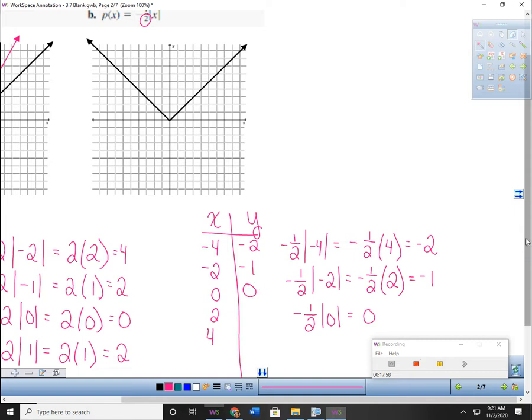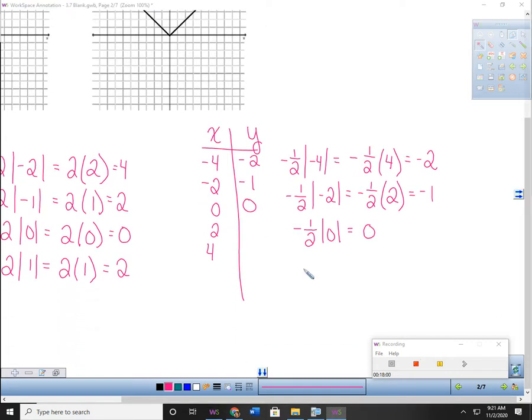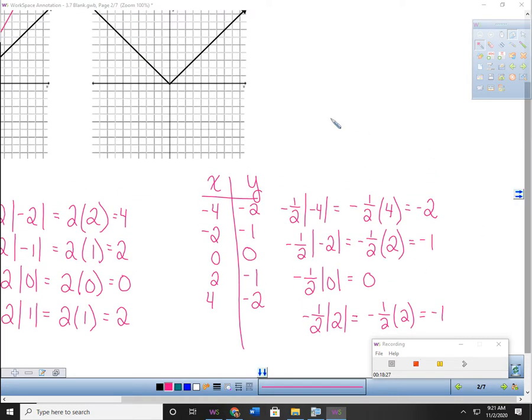Then we do the same thing with 2. So -1/2 times the absolute value of 2. The absolute value of 2 is 2. So -1/2 times 2 is -1. And we have found our center, correct? So what is the 4 going to be? -2, right? So we'll plot our points.